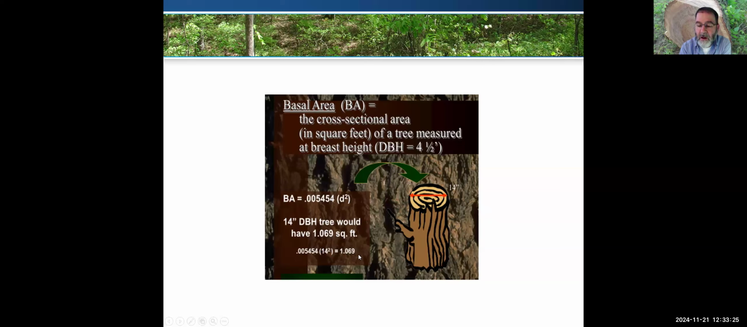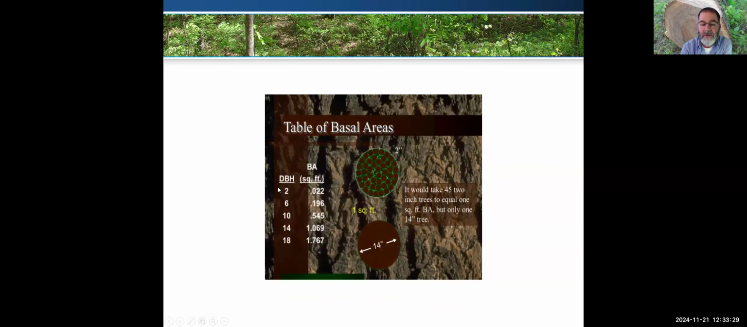Now we can do that for all different size trees. And here's a table that kind of breaks it down further. So a 2-inch diameter tree would only represent 2/100ths of a square foot, or about 1/50th of a square foot. You can see a 6-inch diameter tree. A 10-inch tree would be about a half a square foot. There's our 14 again, and that's about 1 square foot of basal area. And 18, we can keep going, 36, 40, however big the tree is.